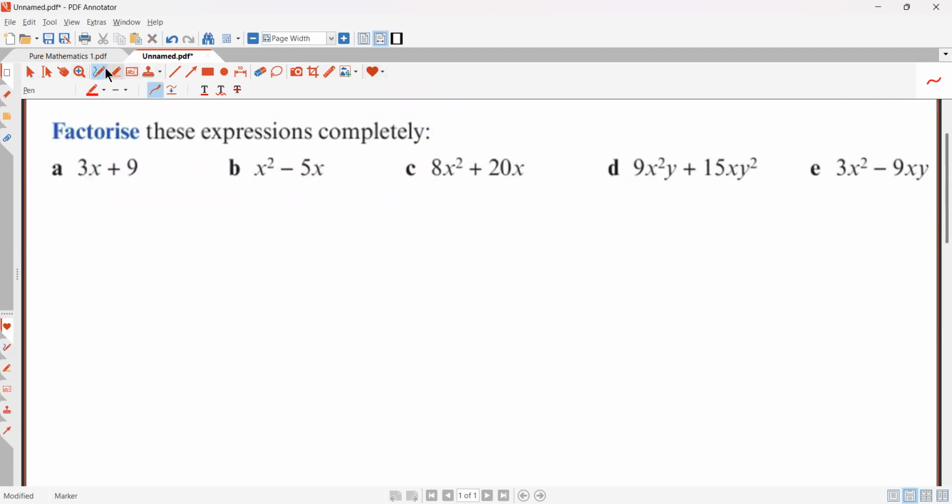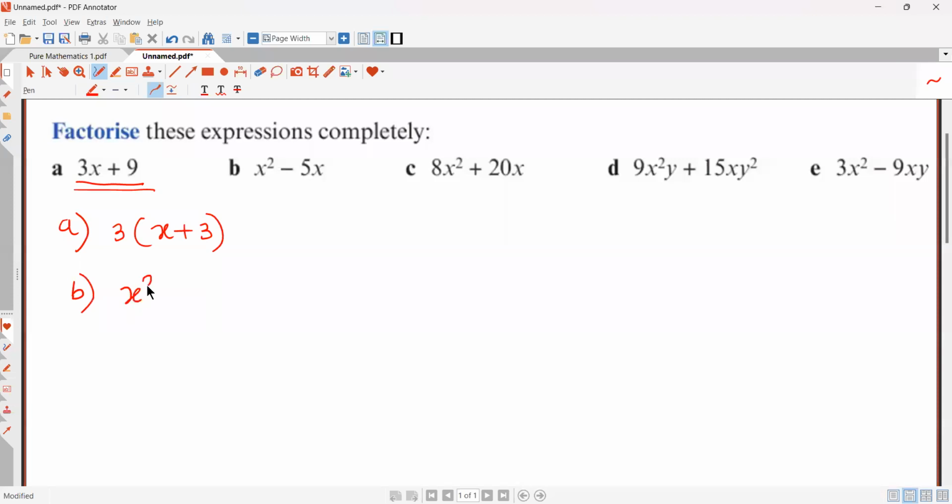Okay, so I'll start doing this. Let me know if you understand. Let's do the A part. Can I take 3 common? Look here, in both of these, what is the common between both of them? 3. x plus 3. That's it. This is your A part. Easy. Okay, let's go to the B part now.